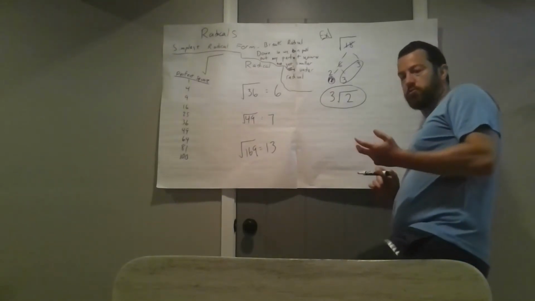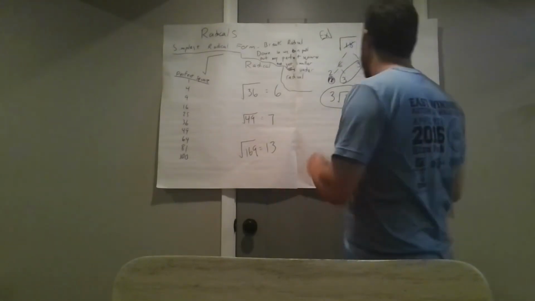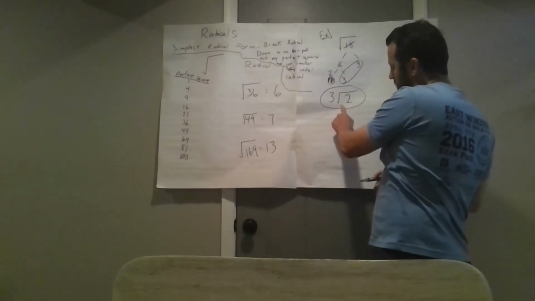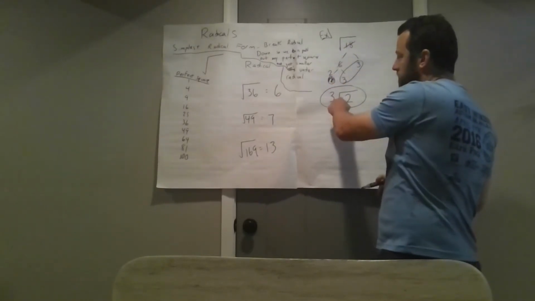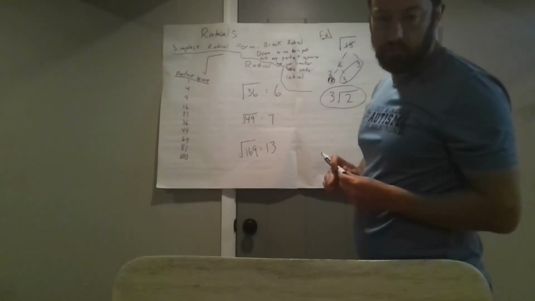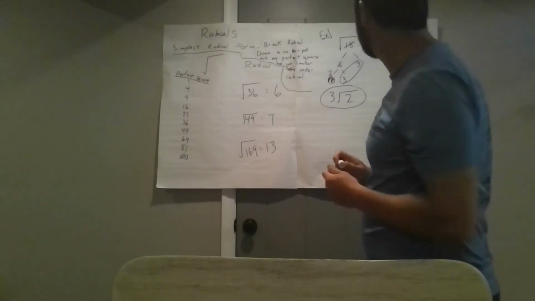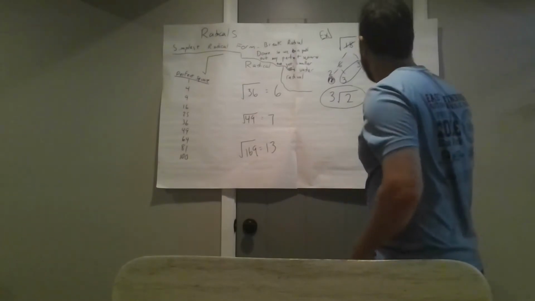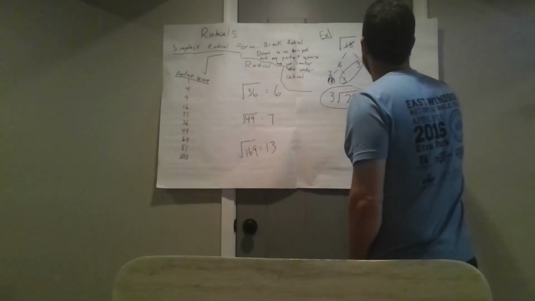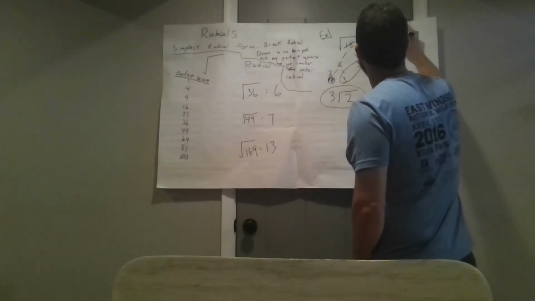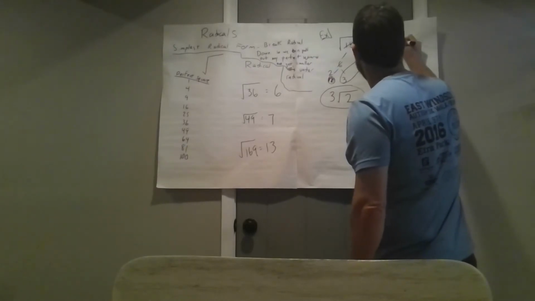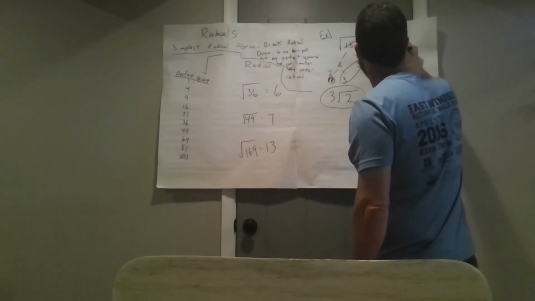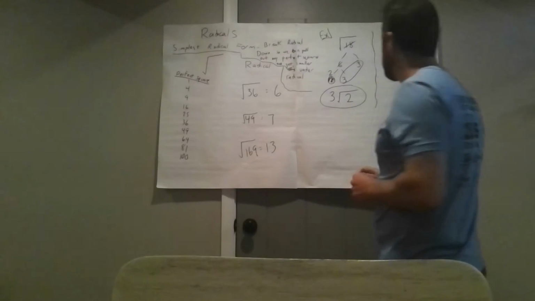And if you're not sure you're right, what you can do is just plug that into the calculator and see if it gives you the exact same decimal. Let's try another one. Let's go with square root of 72.